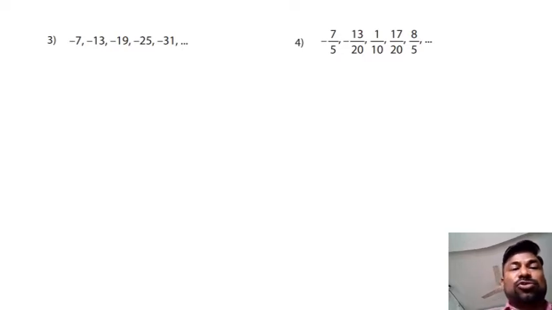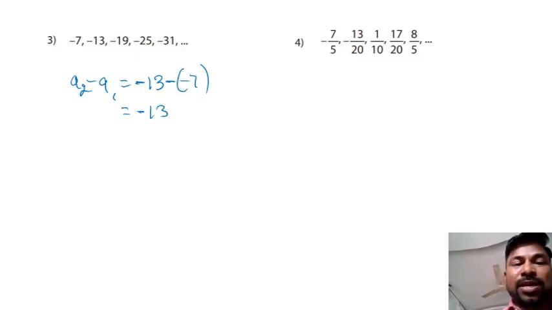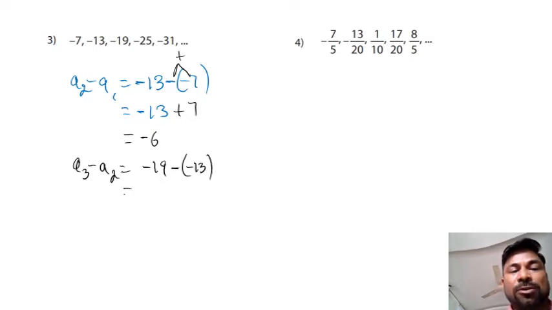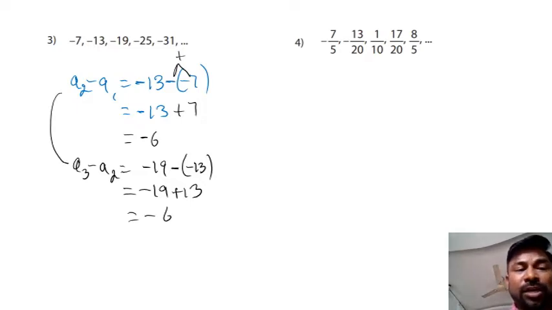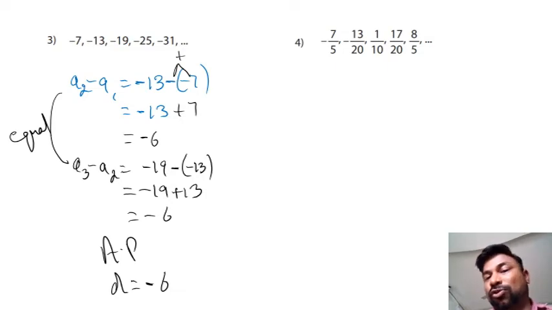Let us find A2 minus A1. Here it is minus 13 minus of minus 7. If you multiply both the minus signs, we'll get a plus. Minus 13 plus 7 is nothing but minus 6. Now A3 minus A2: minus 19 minus of minus 13. Here minus 19 plus 13, we are getting minus 6. If you check, they both are equal. So the series is in AP. And what is the difference? The difference is minus 6. Okay, let us come to the fourth question.